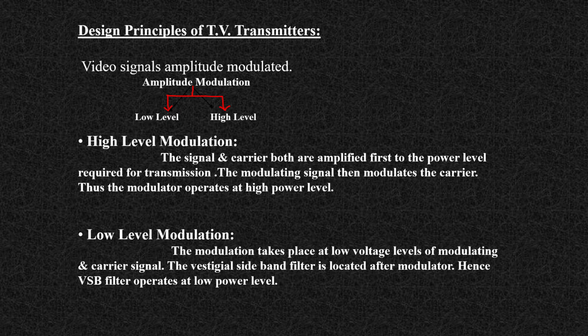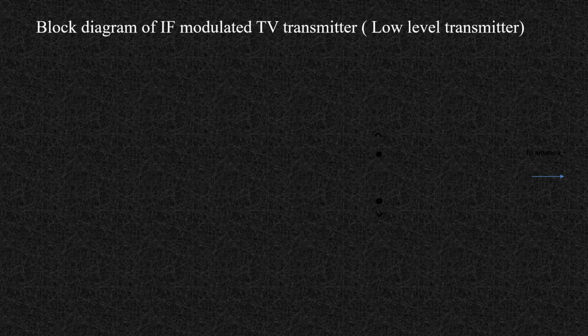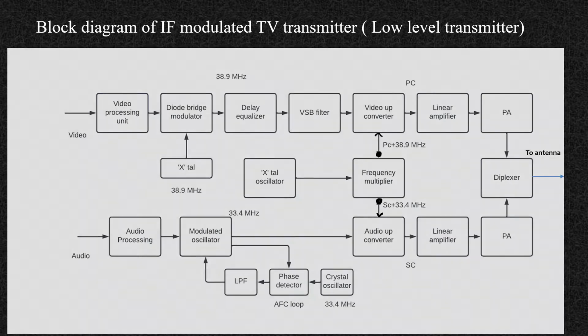Low level modulation, the modulation takes place at a low voltage level of the modulating and carrier signals. The vestigial sideband filter is located after the modulator, hence the VSB filter operates at the low power level. So in short, high level modulation is nothing but high power modulation, and low level modulation is nothing but low power modulation. Now let us start with the low level transmitters, which use low level modulation, or in other words, it is also called the IF modulated TV transmitter.